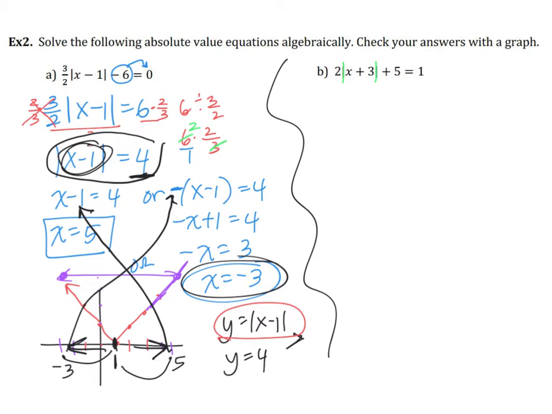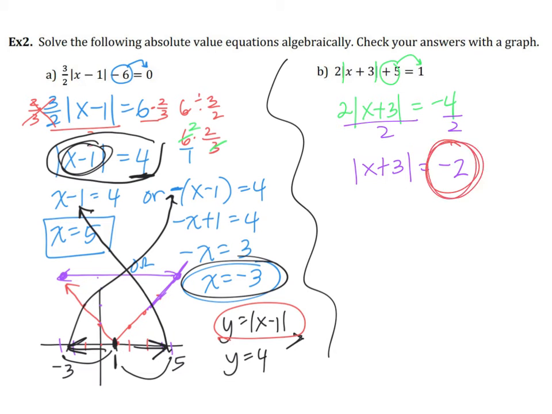So what do I do first? I move my plus 5 to the other side, so I get 1 minus 5, which is negative 4. Then I divide each side by 2, so I get the absolute value of x plus 3 is equal to negative 2. Now, I hope alarm bells are going off in your head. I hope you're thinking, wait a minute, Mrs. Leopold, this isn't making any sense. How can I take the absolute value of some number and get a negative?